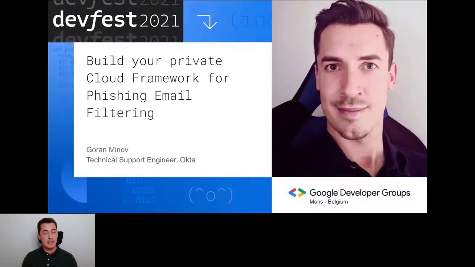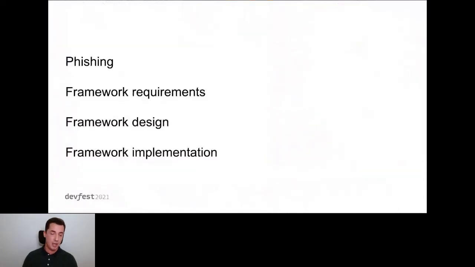Today, I will discuss a little more about how to build your private cloud framework for phishing email filtering. Even though we talk about a private cloud framework, it will be built on GCP as a public cloud provider, and we're going to go into details a little bit about what phishing is, what the framework requirements are, and the design and implementation as well.